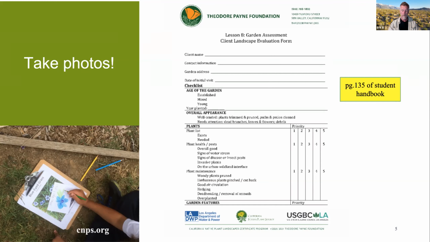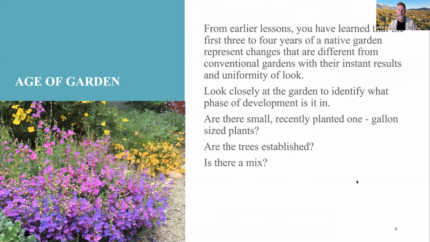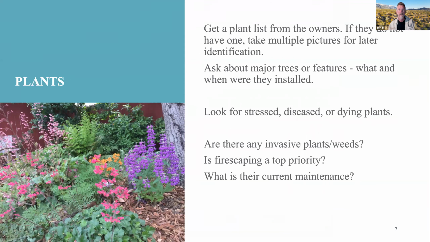And then you're going to go through, let's see, what's the next one? Age of garden, we talked about that. That's on the list. Plants, you're going to have your plant list, hopefully, from the owners. If they don't have one, you're going to take pictures. And if you know them right off the bat, maybe you write them down, but you're taking pictures because you're not going to remember them. And maybe you don't know exactly what they are at that moment, and you might have to do a little research. So ask about major trees or features, what and when they were installed.